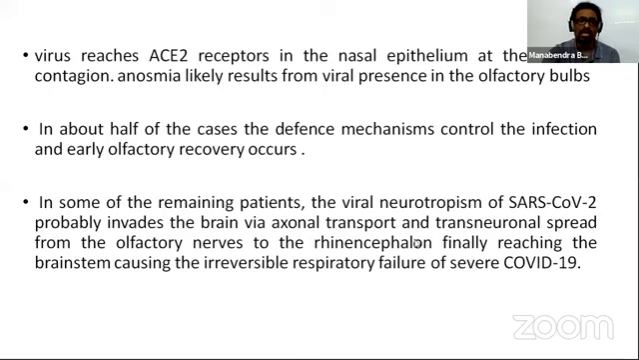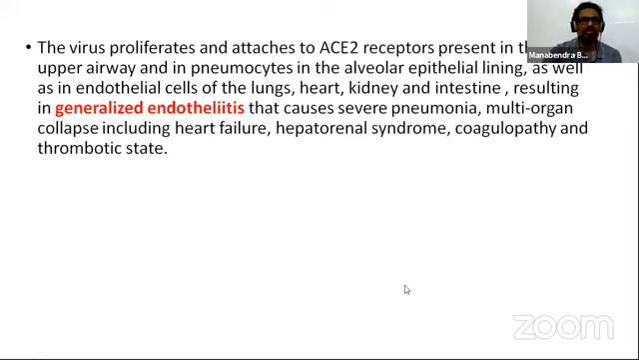This respiratory failure is distinctly different from the hypoxia-mediated respiratory failure of the respiratory system, the ARDS. Then there is a term that has become very popular, generalized endothelialitis. They found that the endothelium expresses the ACE2 receptors. The ACE2 receptors are mainly in the alveolar cells, but they also line the endothelial cells. Generalized endothelialitis, the inflammatory action in the endothelium, can cause widespread damage.